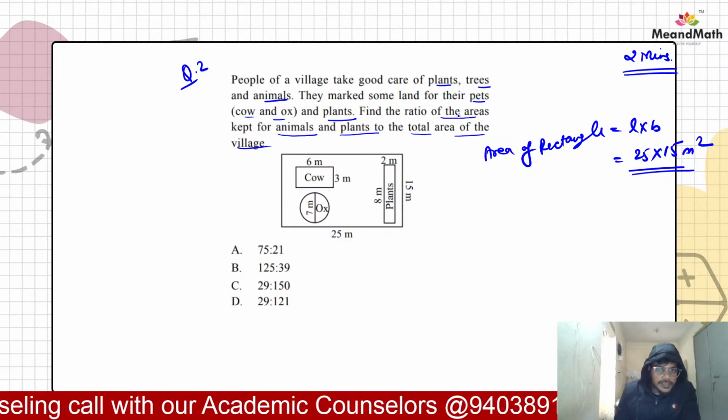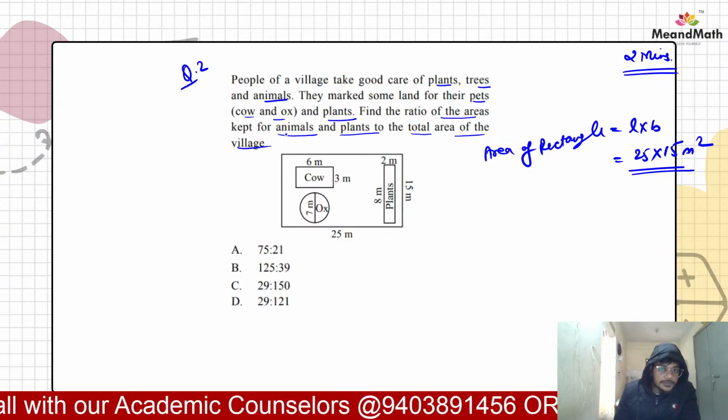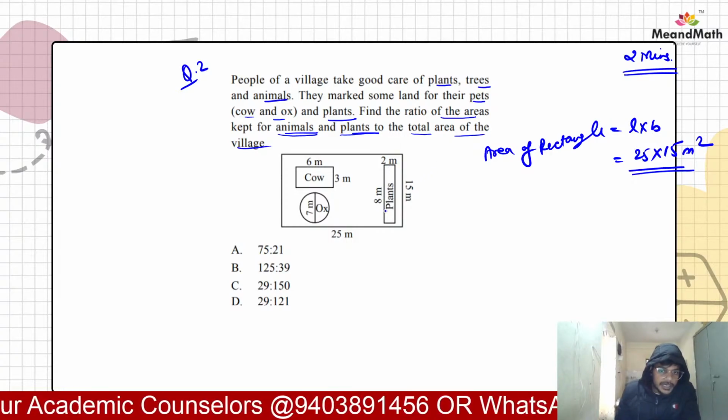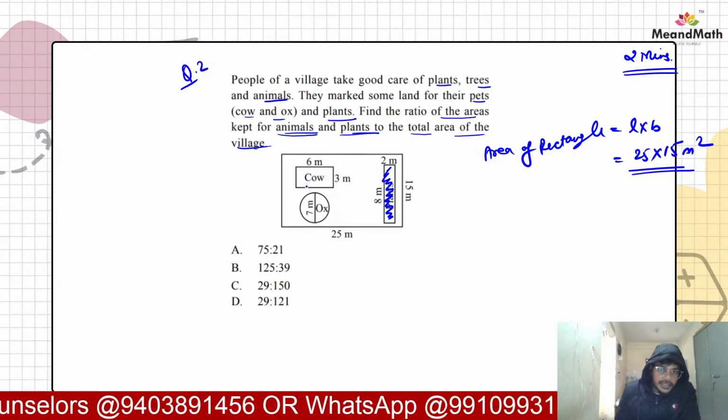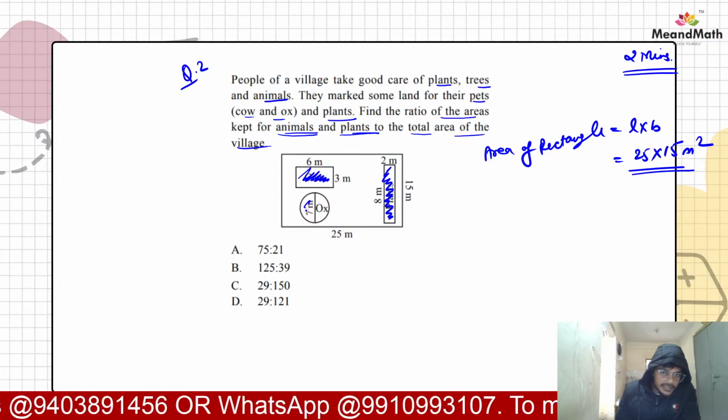find out the ratio of the areas kept for animals and plants. So the plant area is this one, right? And the animals' area will be this and this, right?